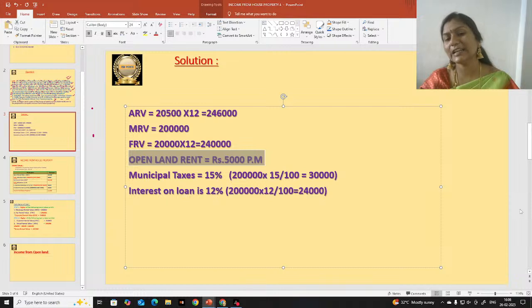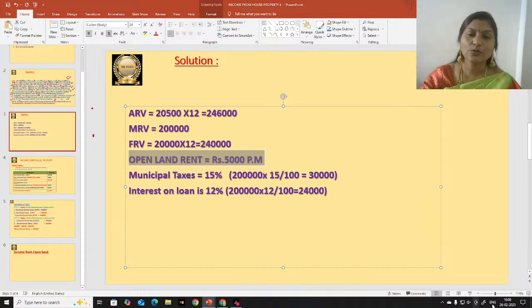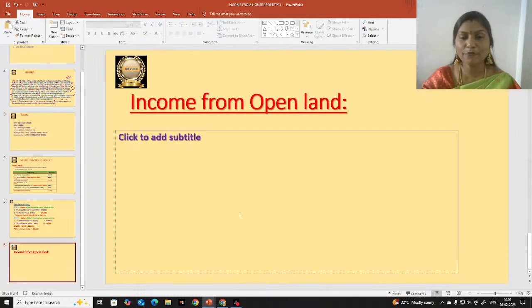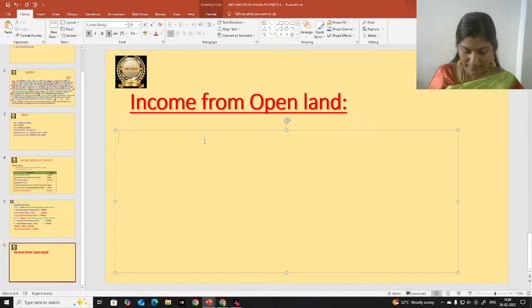Okay, how much is he collecting from the person to whom he has given the land on rental basis? 5,000 rupees per month. So he is collecting for 12 months. We can assume that, because they did not mention anything in the question. So he is collecting for 12 months completely. 5,000 into 12. That is his income from that. Okay, let us calculate it.